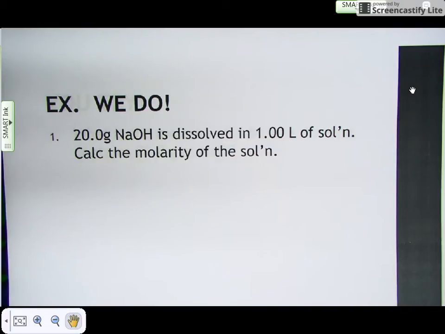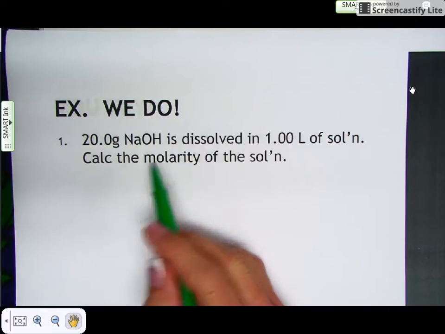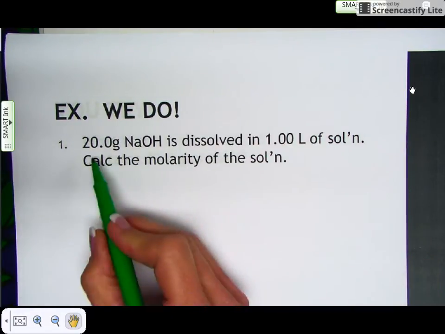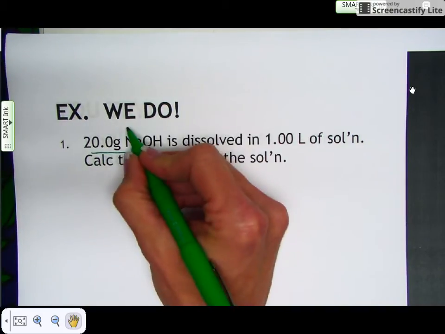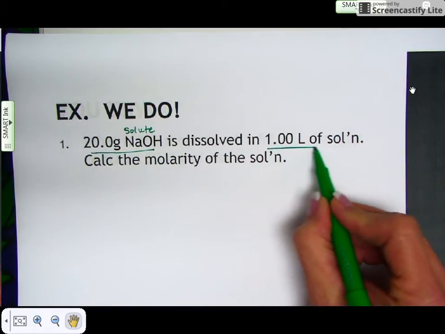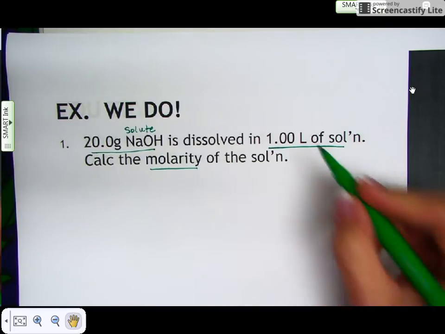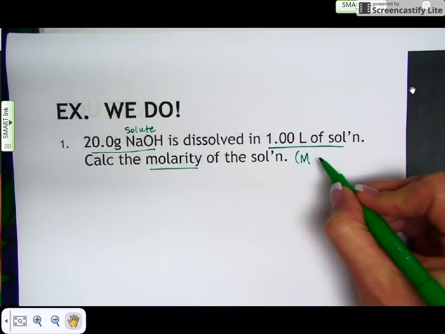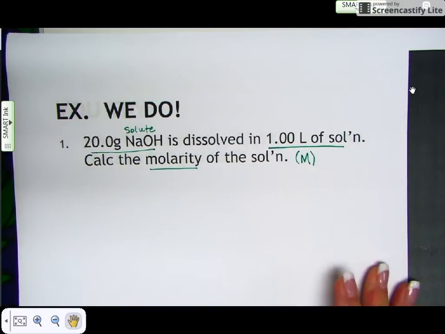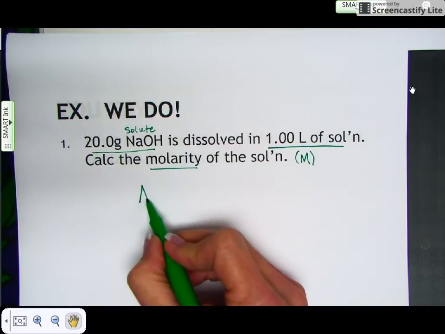So let's look at a couple of examples here. So this says 20 grams of sodium hydroxide is dissolved in 1 liter of solution. So the sodium hydroxide is the solute, and it's 1 liter of solution. It wants us to calculate the molarity of the solution. So this wants us to find molarity, which is symbolized by a capital M. Now remember, the solute has to be in moles.